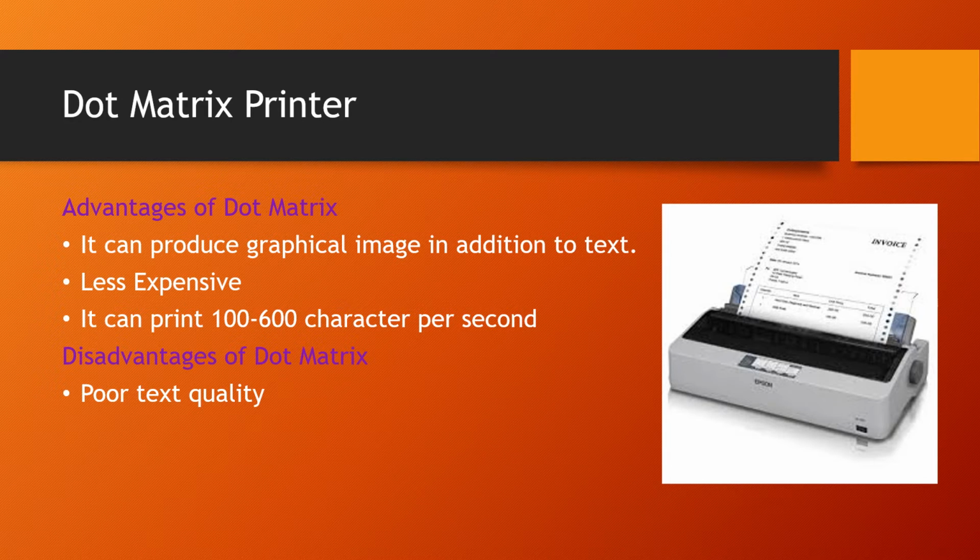First one is dot matrix printer. It is a type of impact printer. It can produce graphical images in addition to text. It is less expensive. It can print 100 to 600 characters per second. And the disadvantage of the dot matrix printer is that it has poor text quality. If some dots are missing in between, the meaning of the word will be changed.